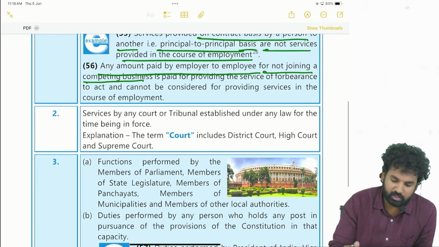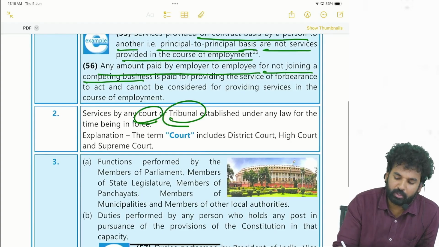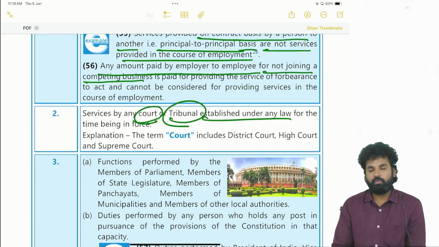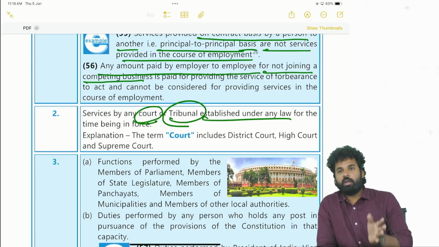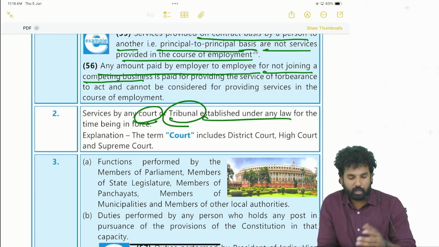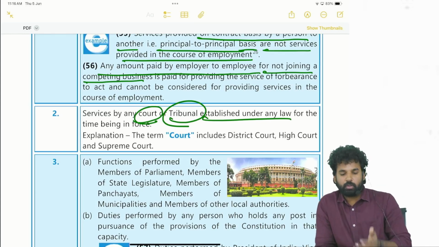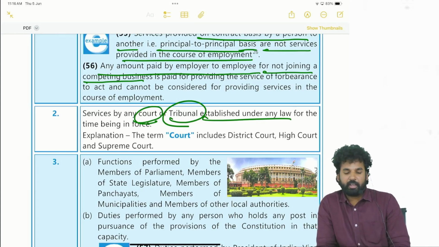Right. Next, services by any court or tribunal established under any law for the time being in force. You know these courts may be district court, high court, supreme court, sessions courts, whatever it may be. And tribunals, you know, for each and every department, internal courts will be called tribunals. And arbitral tribunals are also there, which will settle out of court settlements. For arbitral tribunals, there will be separate guidelines. So services by any court or a tribunal will be kept outside the ambit of GST.